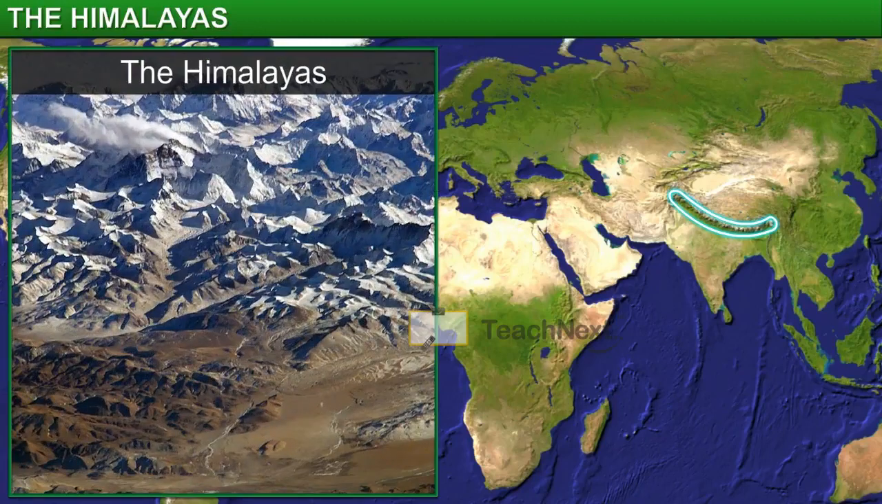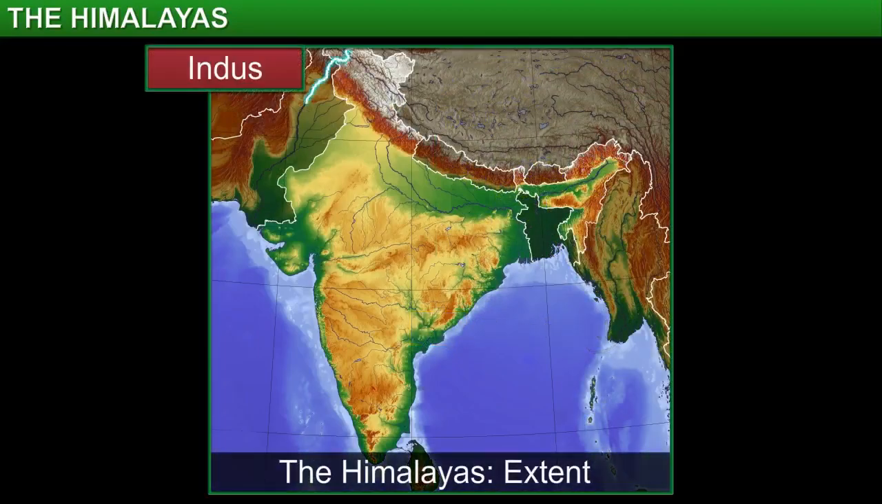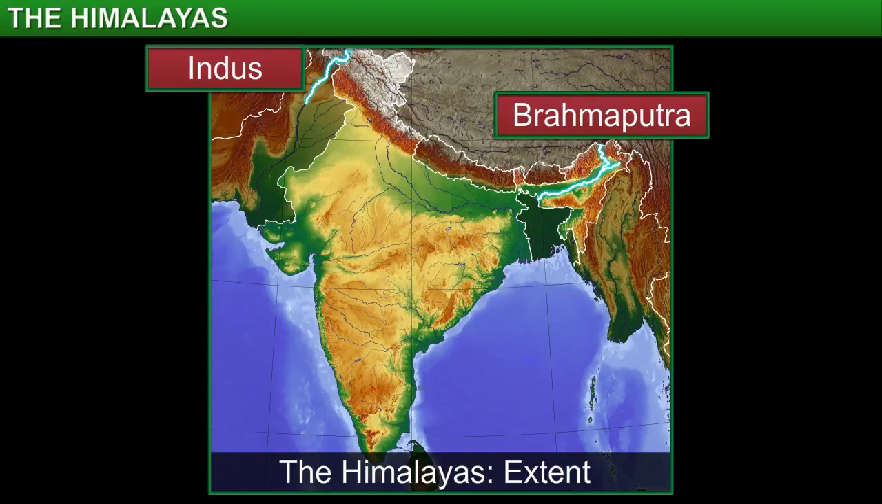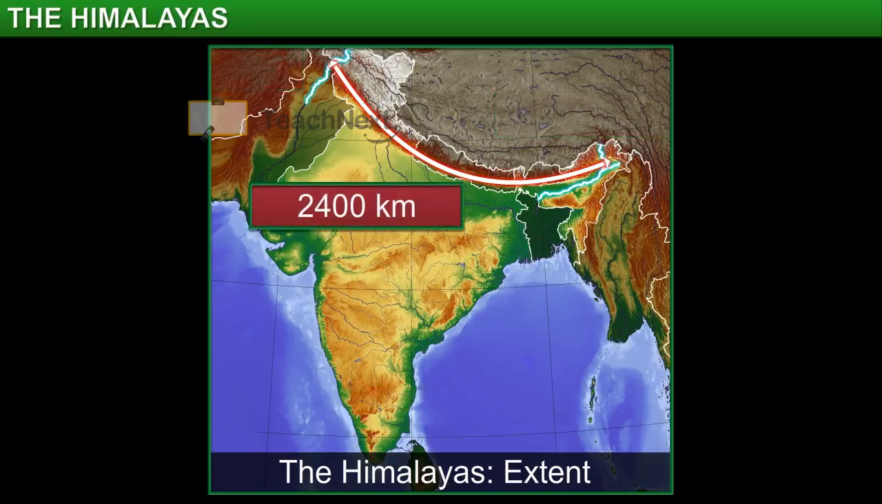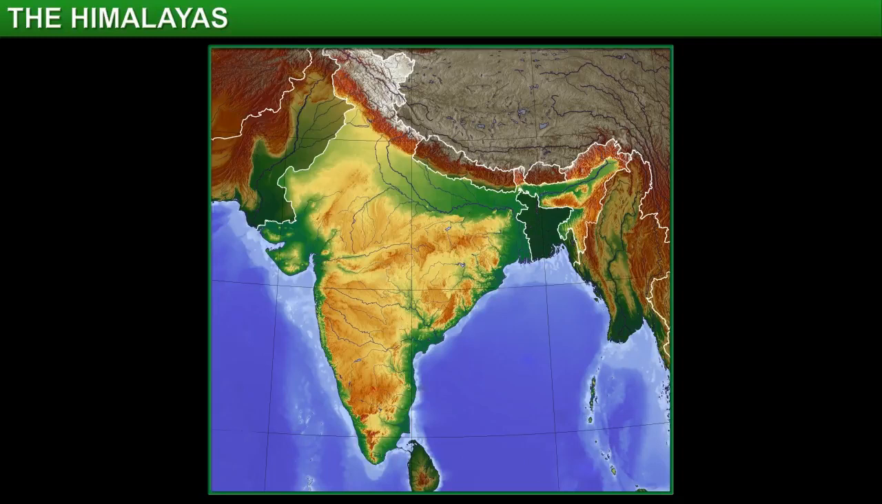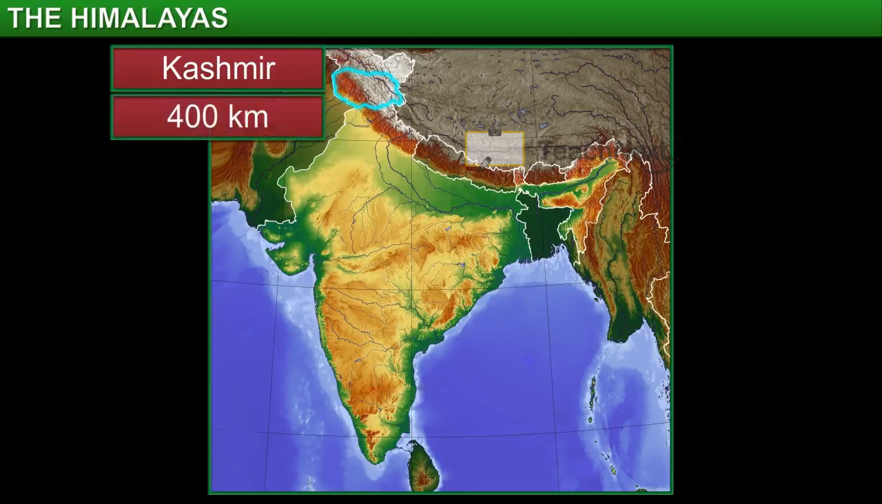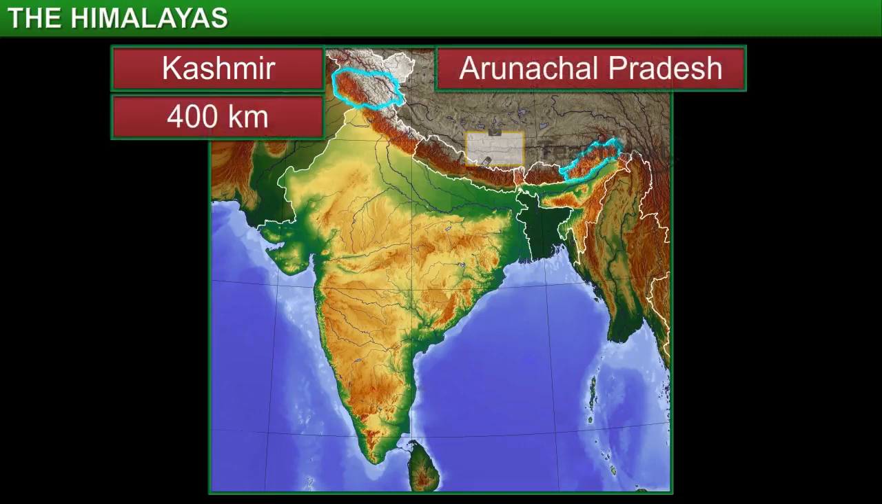The Himalayan range is the highest and the most rugged mountain range in the world. It extends from the river Indus in the west to the Brahmaputra in the east, forming an arc of about 2,400 kilometers. The width of this range varies. For instance, in Kashmir, the range is 400 kilometers wide, while in Arunachal Pradesh, the width decreases to 150 kilometers.